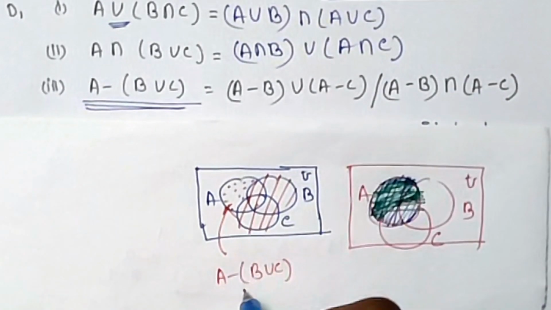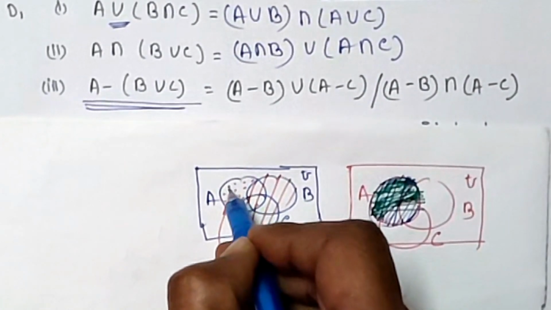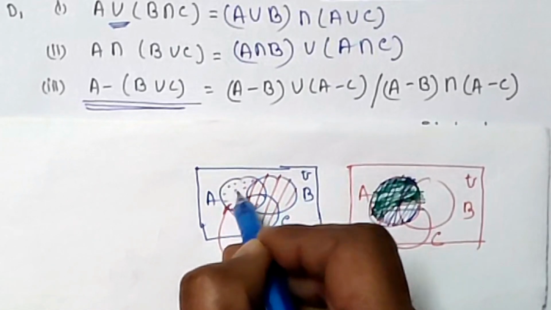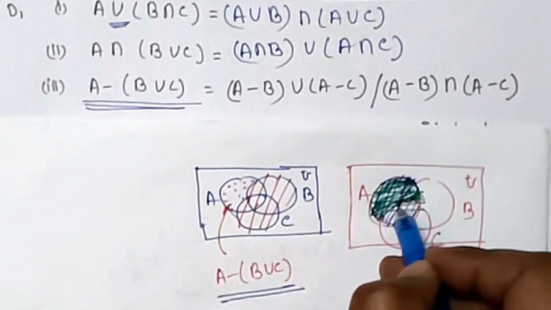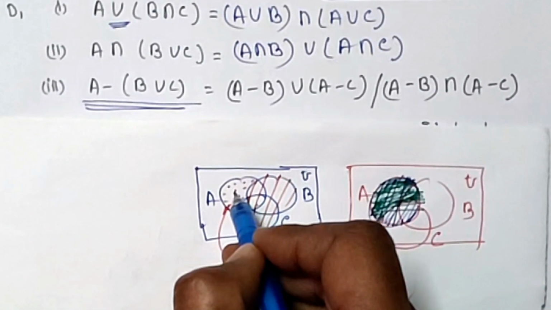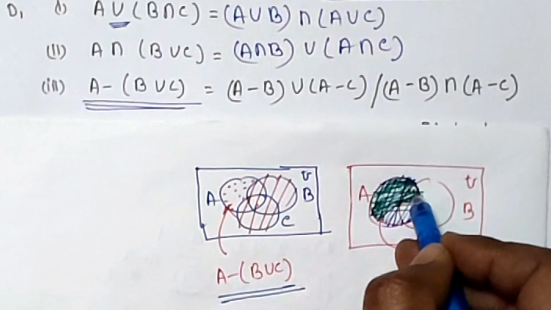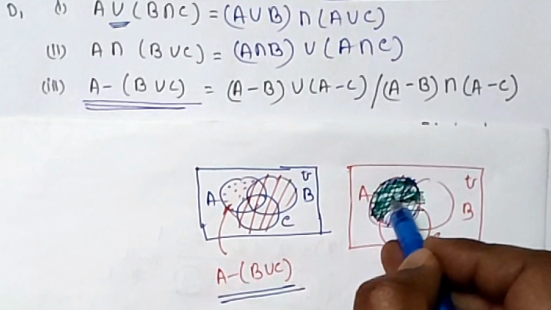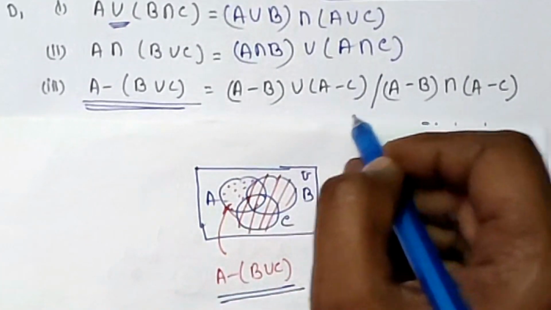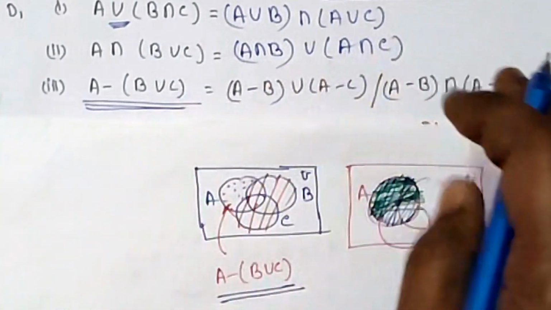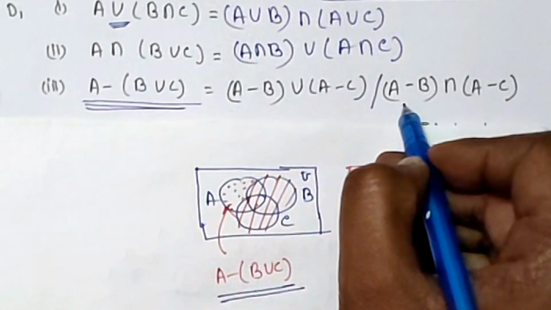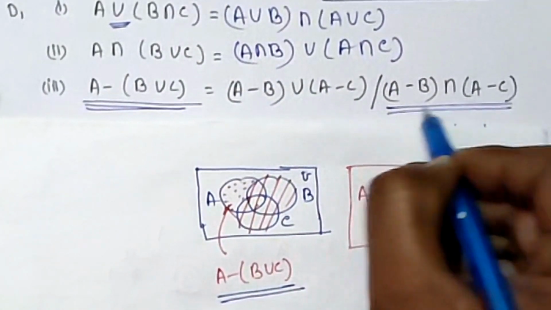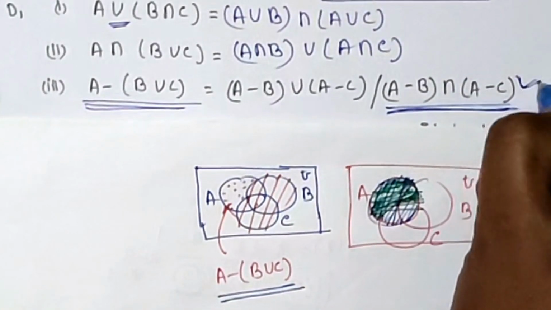Now here A minus (B union C) is equal to the dotted line. So to get this dotted line, we have to take the intersection of the blue color and the green color, then we will get this one. So for A minus (B union C), (A minus B) intersection (A minus C) is the right answer.